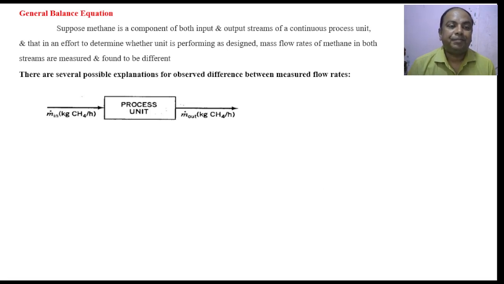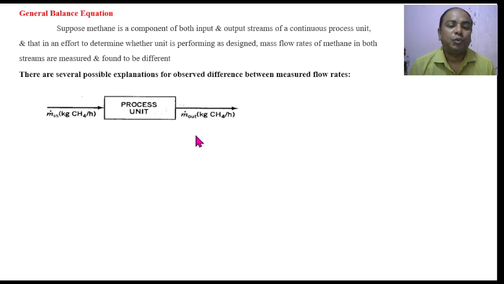Now we will see a general balance equation. In order to perform the material balance calculation, we require a general balance equation. Since we know that there are different types of processes, suppose batch process, continuous process, semi-batch process, and all these processes may be operating at different variable conditions.